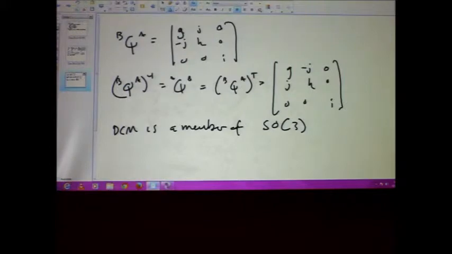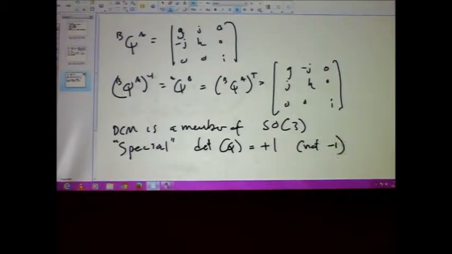This word special means something particular. It means that the determinant of the direction cosine matrix is exactly +1. In other words, not -1. Orthogonal means that each row is mutually perpendicular, each column is mutually perpendicular. And a special orthogonal matrix is actually what we also call proper orthogonal.